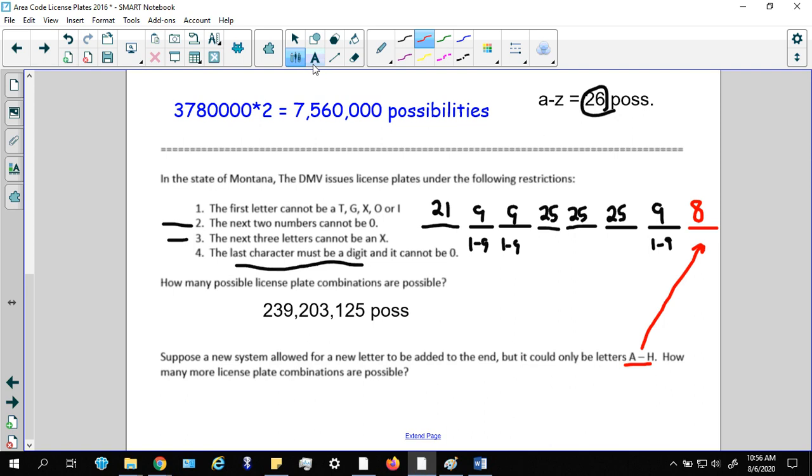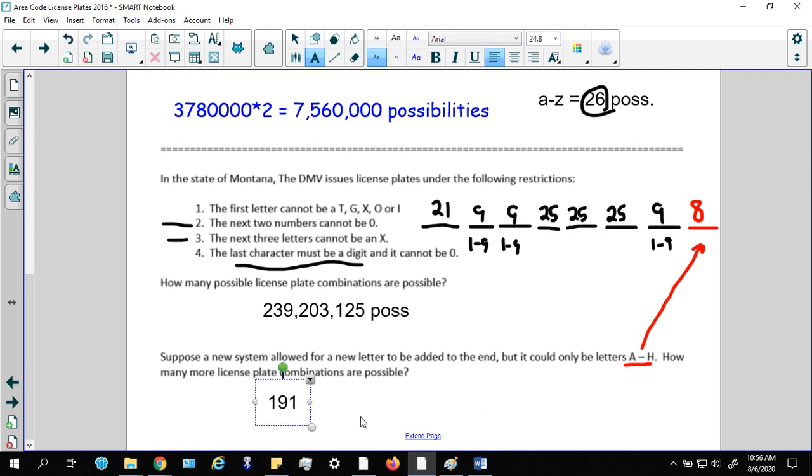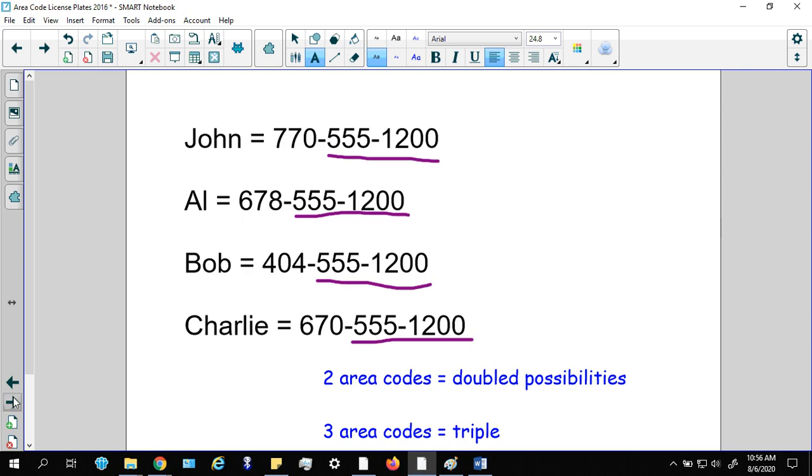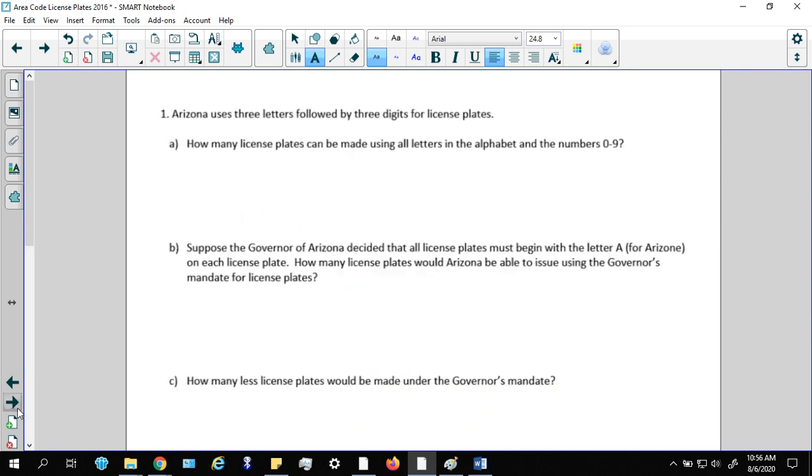Oh goodness, that's a lot. So let's put some commas in here. I've got to be in the billions now. I am. 1 billion. Well, you can read it. That's how many possible license plates there are. I'm looking at the time, we're getting a little long here.